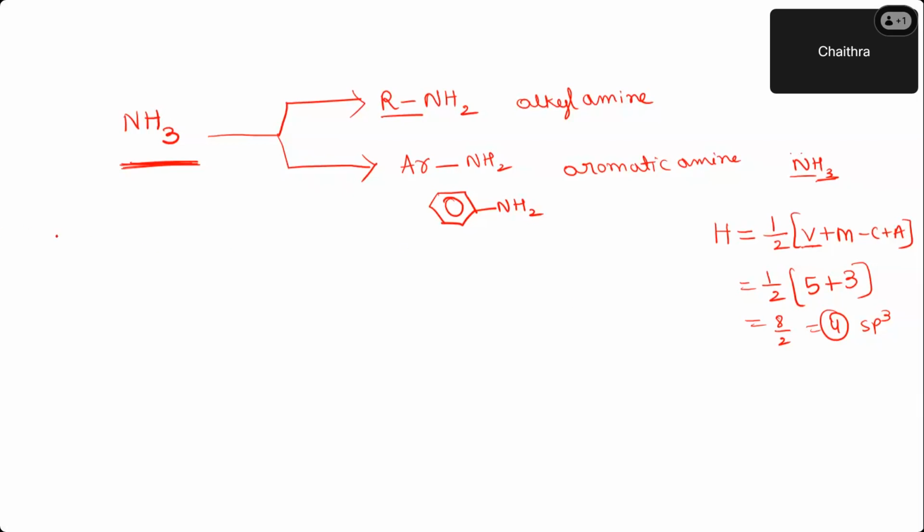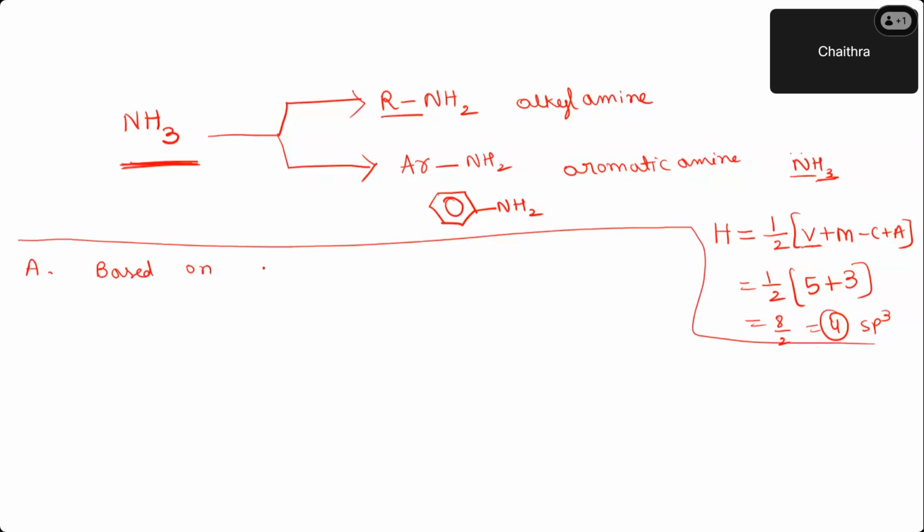Let me write here. I will write the first classification of amines. First classification. This is based on substitution of hydrogen by alkyl groups or aryl groups. Different examples you can write.